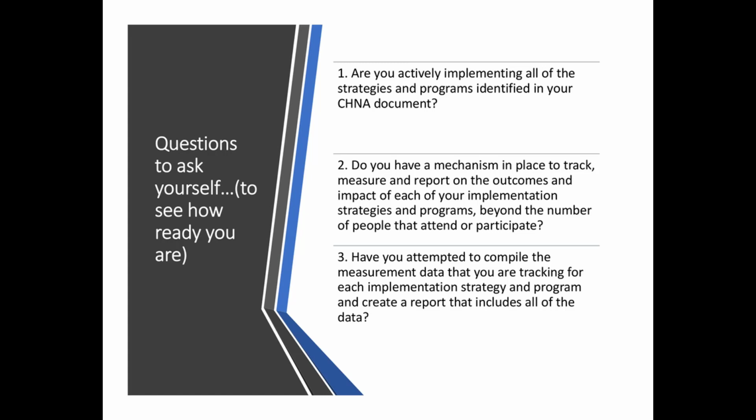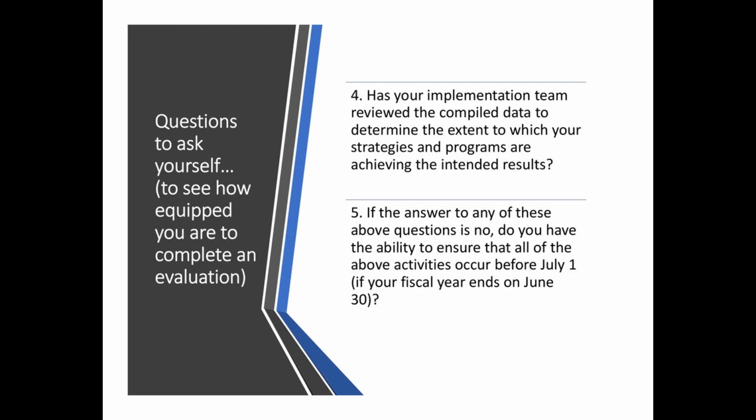And then the third question is, have you attempted to compile it to create a report that includes all the data? Because some people have the data, they don't necessarily publish it or get it all in one place to publish it. And we recommend that you go through the exercise of doing that at least twice a year, once at the end of the year, but also at the 6-month mark, to see if everything is working the way it's intended to. And then the question is, has your implementation team reviewed the compiled data to determine whether or not those strategies and programs are doing what you wanted them to do?